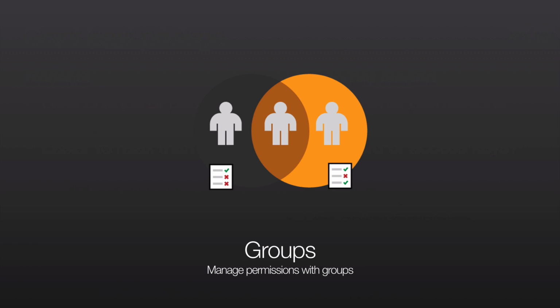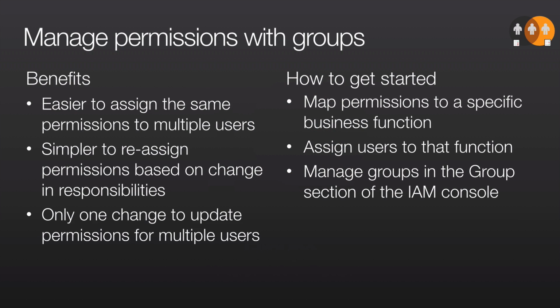Groups. This is a mechanism to simplify the management of permissions. Obviously, it's much easier to assign the same permissions to multiple users by placing them in a group than it is to individually manage that. And it's simpler to manage the life cycle of a permission set if it's assigned to a group as well. Reassigning permissions, for example, based on a change in responsibilities is as simple as moving a user between groups. Or maybe you want to change the function of a group of users. Well, you can just change the permission policy that's assigned to a specific group if you want to achieve that. So it's also simple to update permissions for multiple users.